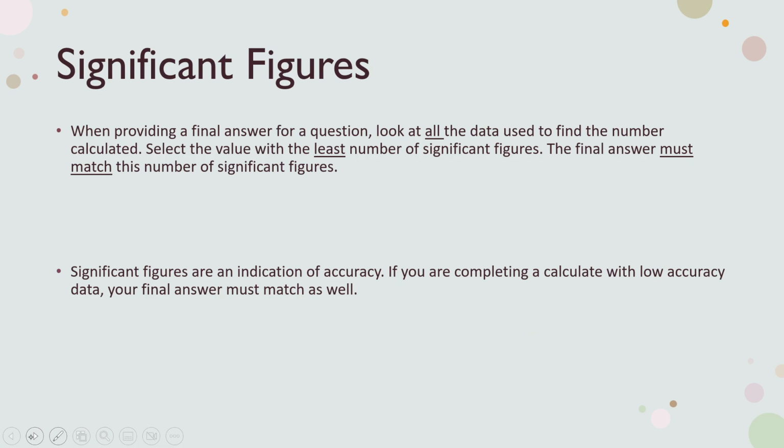My last note about significant figures, and this is really where it starts to come into its stride when we're looking at its application in the physics course, is when we're giving a final answer for the question, we always need to make sure that we're looking at the data that we use to calculate that value. When we do, we need to make sure that we find the value with the least number of significant figures. So essentially, the final answer that we give has to match that number of significant figures. If we're completing a calculation with low accuracy data, then our final answer must reflect that as well, because we can't suggest that we know that the answer is any more accurate than the data that we used.